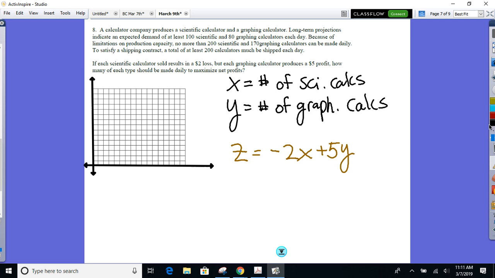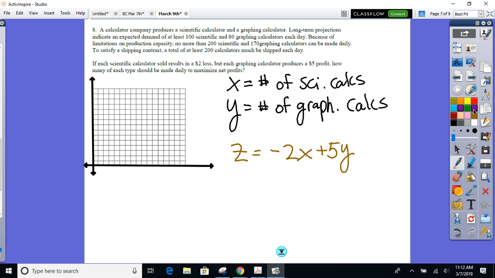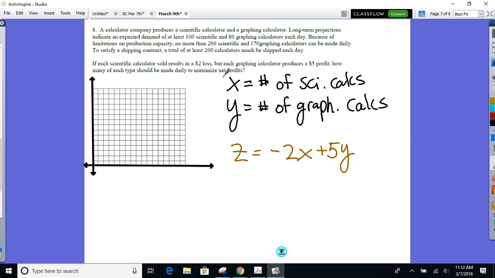All right, what about your inequalities now? Read through it with me. Inequalities time. At least 100 scientific. Okay, so I called x scientific, so at least 100. What do you got for me? X is greater than or equal to 100. I'm just going to hold on to that, all right? Because the limitations on the capacity, no more than 200. So ready? Here's what we got. At least 100, but no more than 200. How do I write that one?